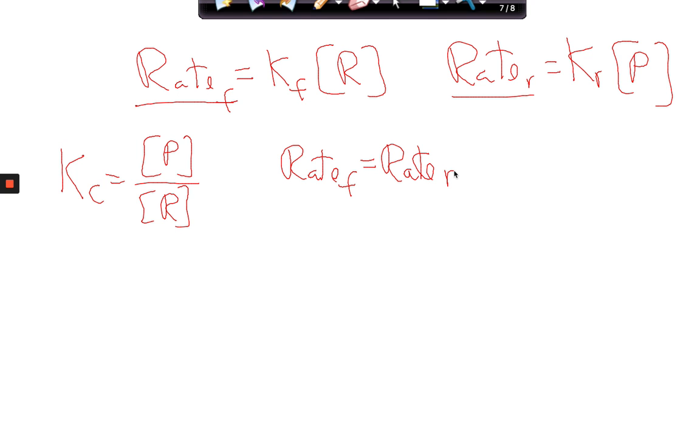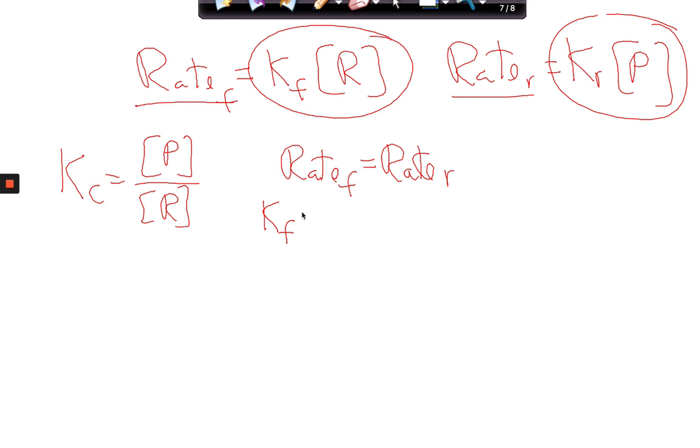Now guys, do this. Plug in rate forward, plug in what rate forward is equal to. For rate reverse, plug in what rate reverse is equal to. So rate forward is K forward times the concentration of reactants. Rate reverse is K reverse times the concentration of products. Now guys, do this. Solve that expression for Kc.